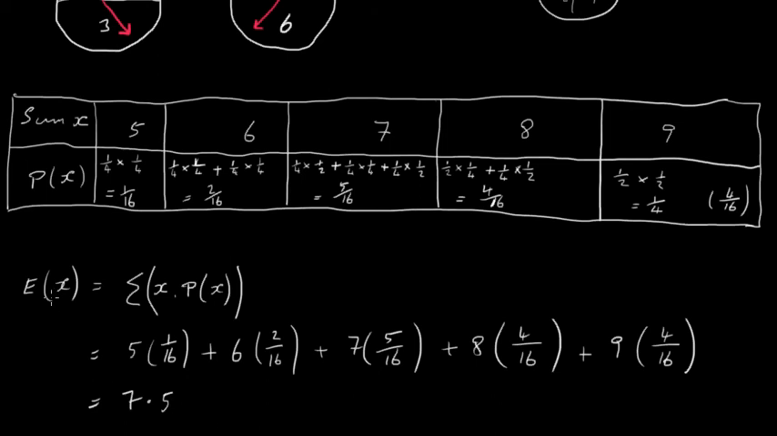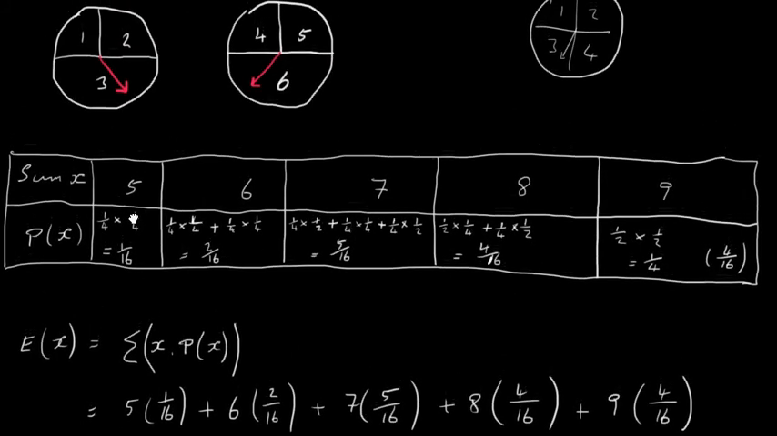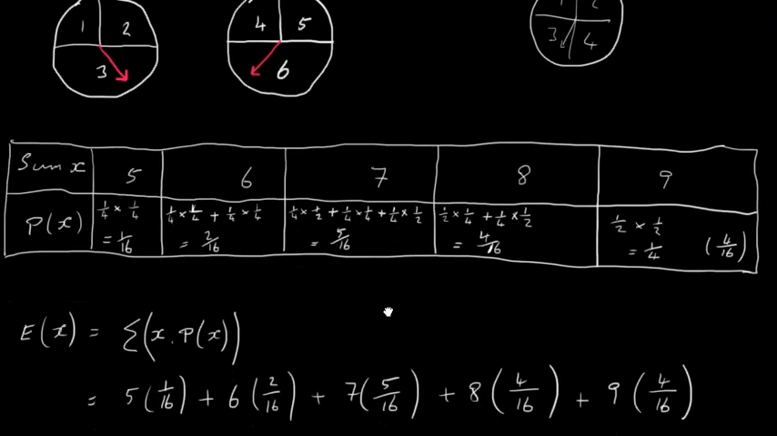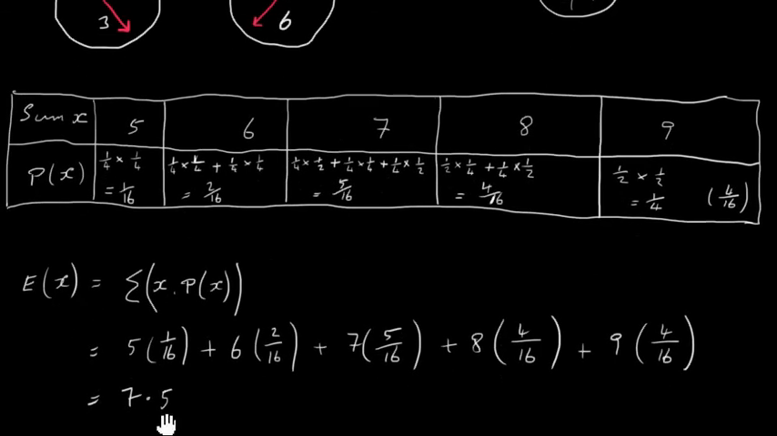So if we were to repeat this experiment over and over and over again, our expected value is 7.5. Now our expected value doesn't have to be one of our outcomes. Our only possible outcomes are 5, 6, 7, 8 and 9. Our expected value is 7.5, which is not one of these outcomes, but it doesn't have to be.